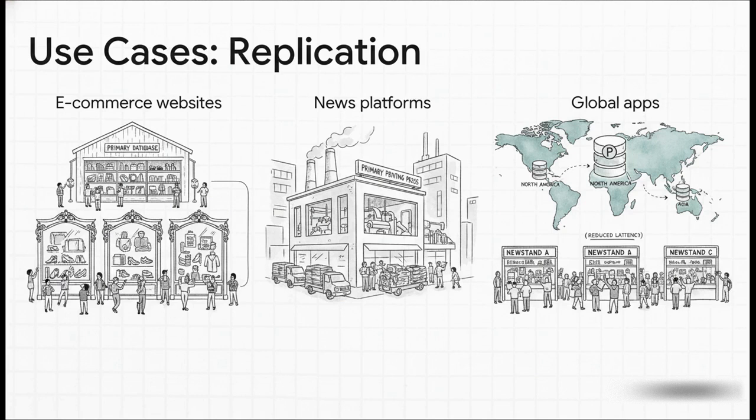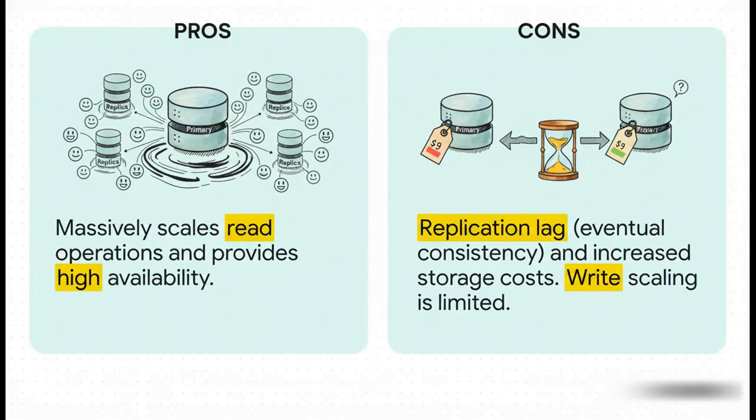And this just brilliantly illustrates its power. For a global app, you can place these read replicas in different regions all over the world. So a user in Europe reads from a European server. A user in Asia reads from an Asian server. This massively cuts down latency and makes the user experience so much better. But there's a key trade-off, replication lag. Because the replicas get updated after the primary, there's always a slight delay.